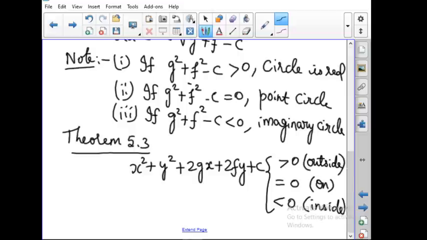So using theorem 5.3, the position of the point with respect to the given circle in the plane containing the circle is outside, on, or inside the circle. Whenever we are considering a point P of x1 comma y1, and we substitute that point x1 y1 in the given equation of the circle, if it is greater than 0, then the point lies outside the circle. If it is equal to 0, the point lies on the circle. And if it is less than 0, the point lies inside the circle.